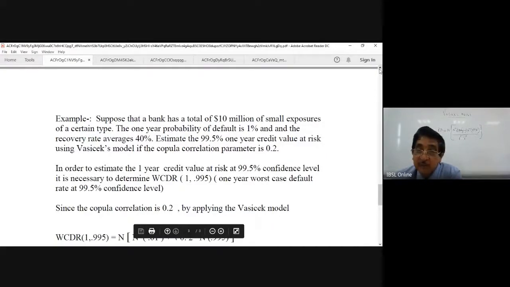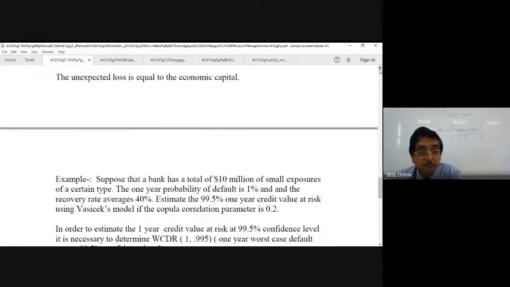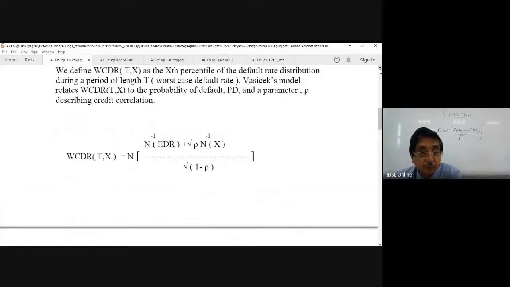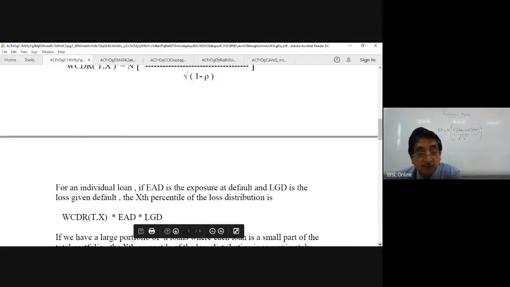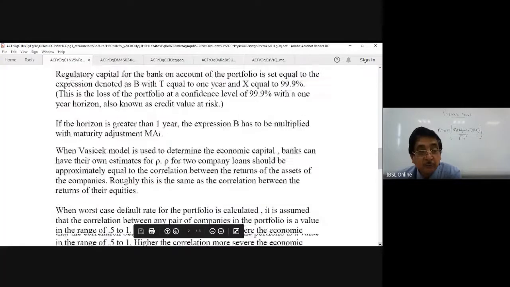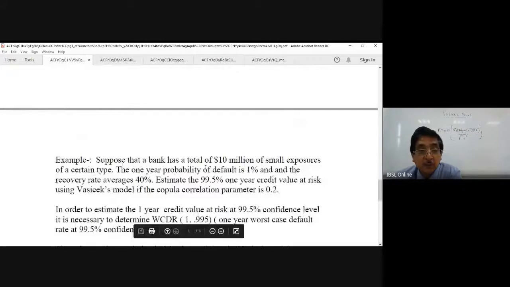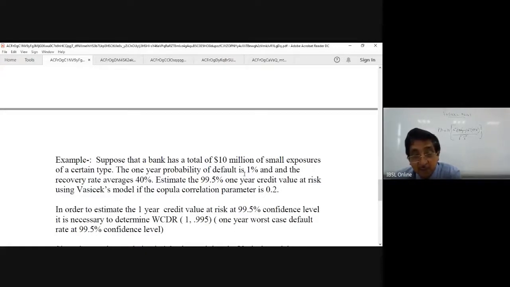And then we can make use of the formula. The formula is this: N minus 1. What is PD? PD is the individual loan's default probability. It is given. The 1 year probability of default is 1%. So then, what is PD? 0.01 is the PD.